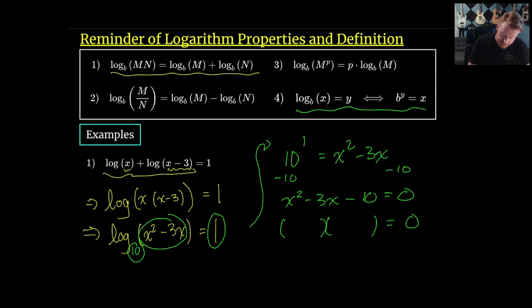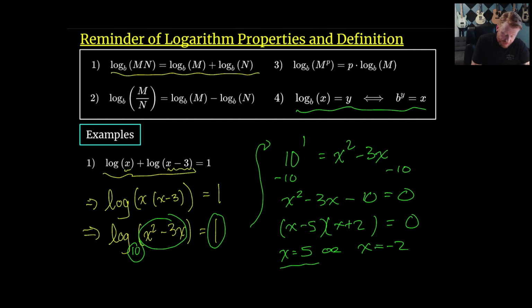Now I think that this should factor, and we'll get (x - 5)(x + 2). If I multiply that out, that gives me -3x in the middle and -10 at the end. Yeah, so this tells me that x equals 5 or x equals -2. Now we need to go plug these back into the original equation and make sure that we don't accidentally plug in a negative number here.